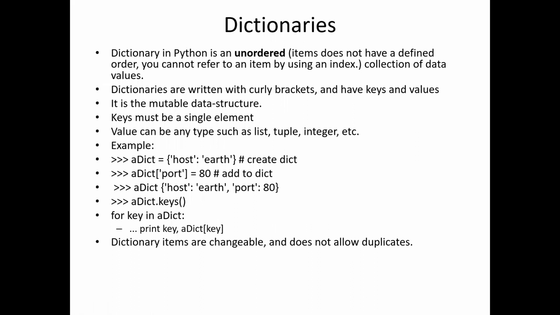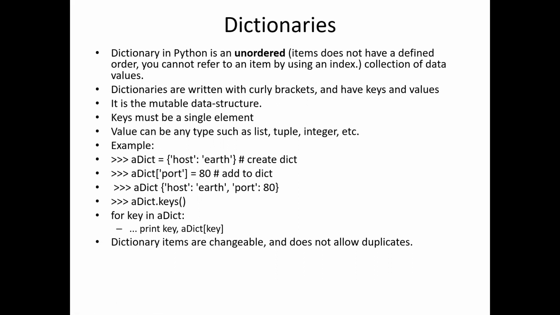Dictionaries. Lists and tuples have an integer index. If you want your own index, either of integer type or string type, other than the default integer indexing, or integer indexing that you specify yourself, then in that case you use dictionaries. Dictionaries are key value pairs, and it is a mutable data structure.